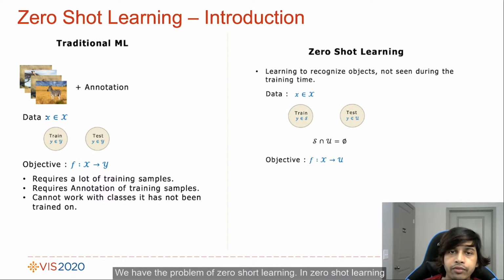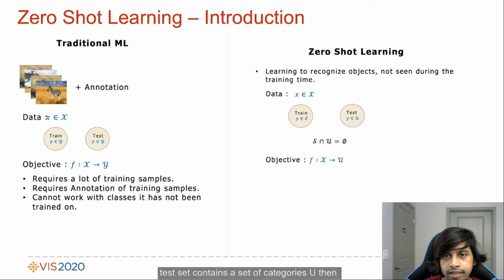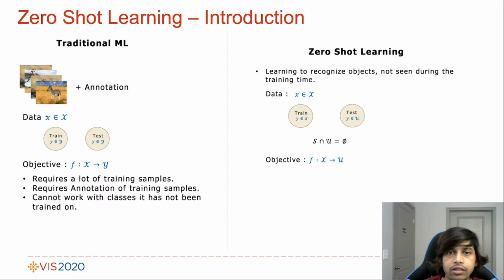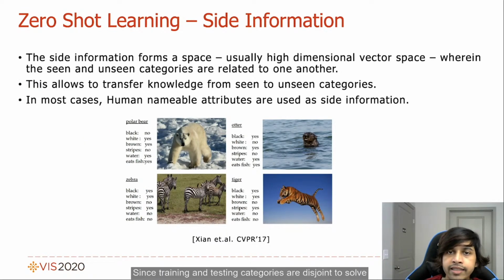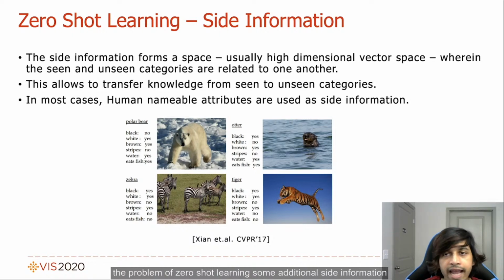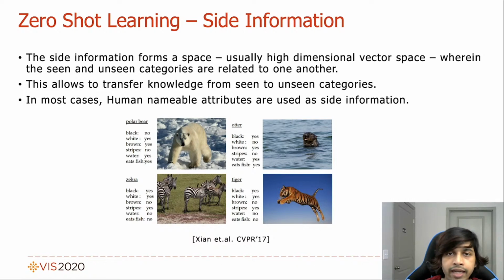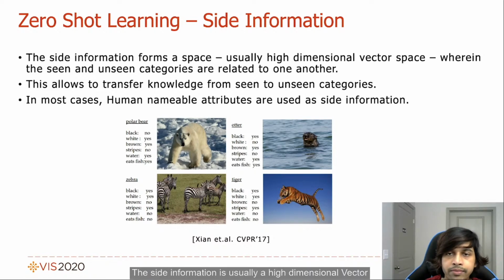In zero-shot learning, we train a model to recognize objects not seen during train time. So, if the train set contains a set of categories S and the test set contains a set of categories U, then S and U are disjoint. The objective is to learn a mapping from X to U. Since training and testing categories are disjoint, to solve the problem of zero-shot learning, some additional side information is necessary. The side information is usually a high-dimensional vector space wherein both the seen and unseen categories lie.